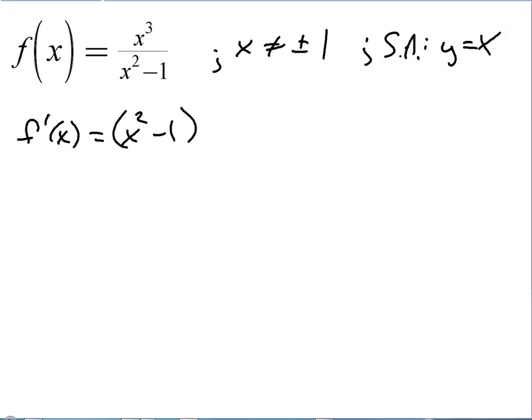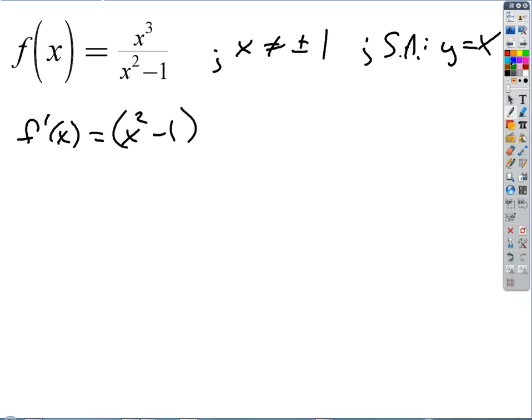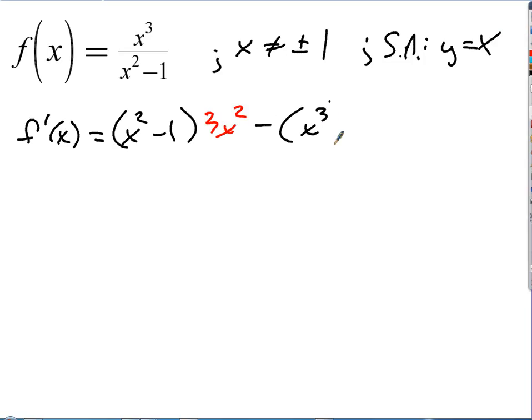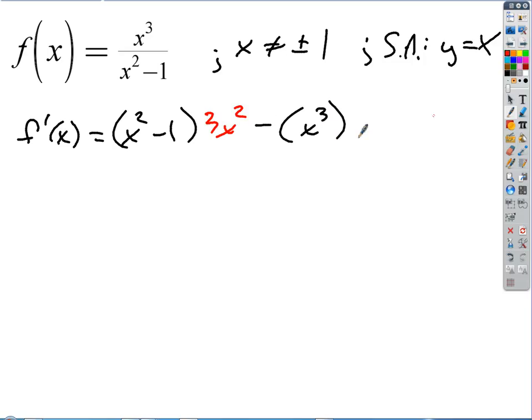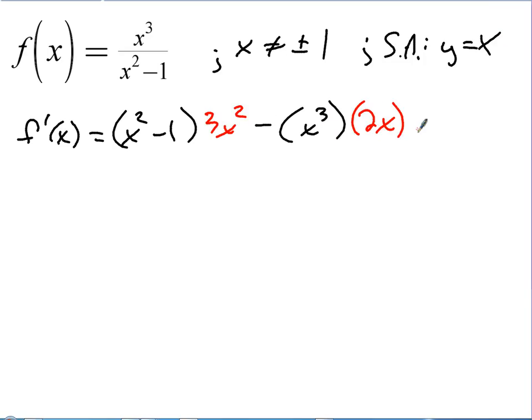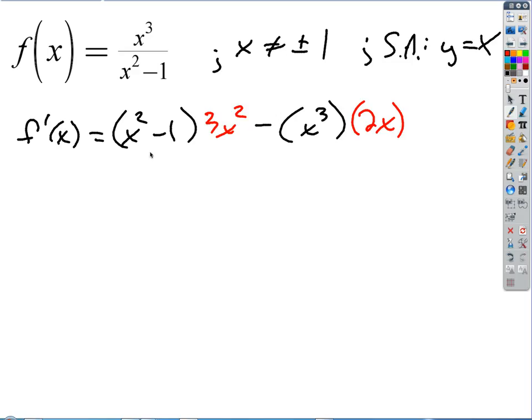x squared minus 1 times 3x squared, minus, divided by, oh, I know what else I was going to do. Oh, slow. Divided by, that's a pretty good line, isn't it?